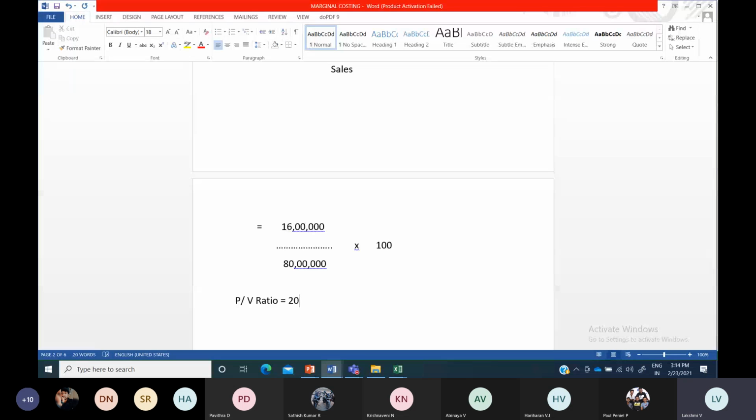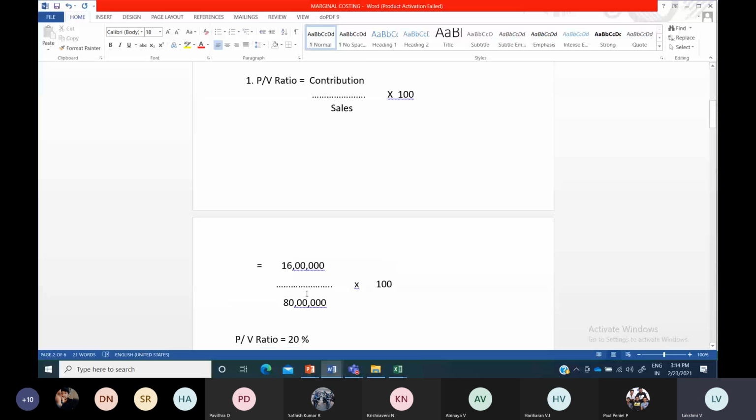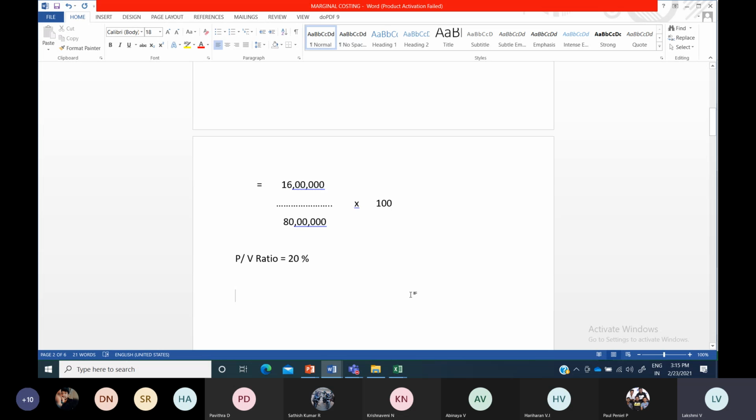So PV ratio formula is contribution divided by sales into 100. So you have to find out contribution and sales from the statement that you have prepared already. So contribution amount and sales amount you have to substitute. Sales amount you already know, it is available in the question: 1 lakh units at the rate of 80 per unit. So 80 lakhs, so 16 lakhs divided by 80 lakhs into 100 will give you the PV ratio. Can you understand?